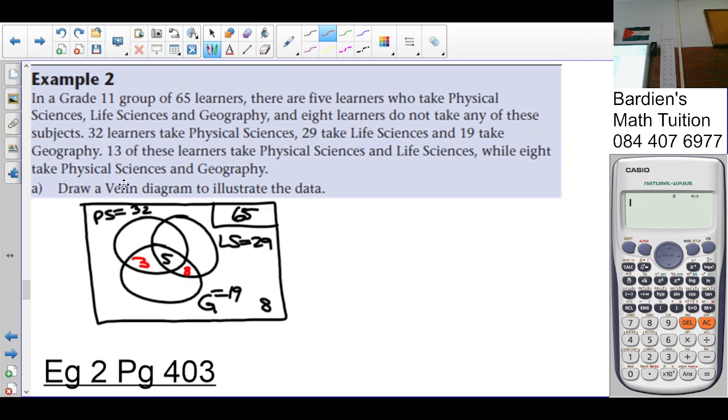Draw a Venn diagram to illustrate the data. Okay, so there I got this here. So what can be calculated at this point? I can calculate geography only. Sir? Yes? The 8 is supposed to impact physics and life science, which is on top of the 5. We don't take that life science and geography. Okay, I wrote 8 in the wrong place. Yes. Okay? That 8 actually belongs here.